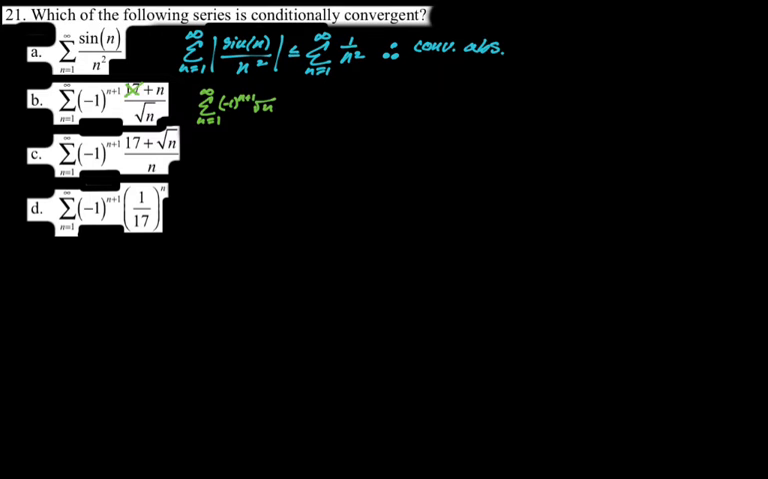And then if we take the limit to infinity, we do not get 0. So this will actually diverge by the nth term test, even while it alternates. So it's not conditionally convergent. It doesn't converge at all.